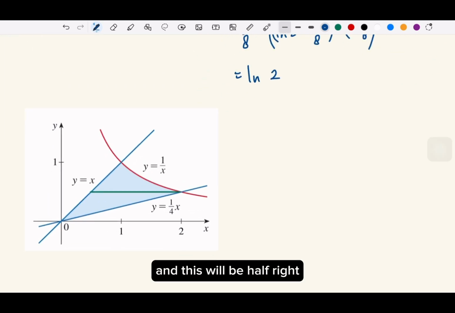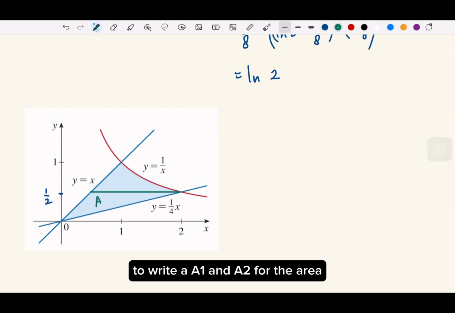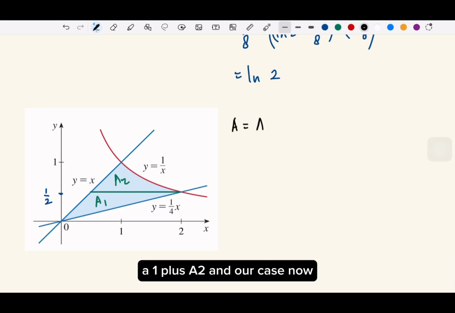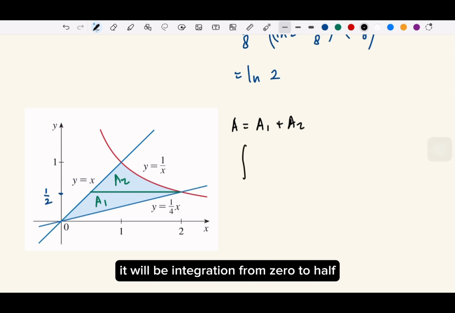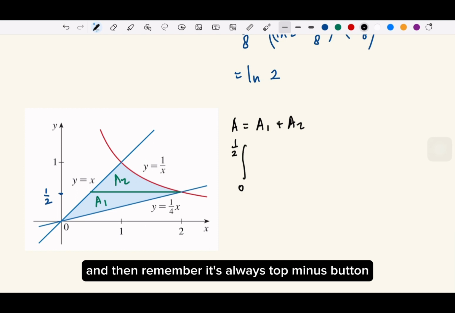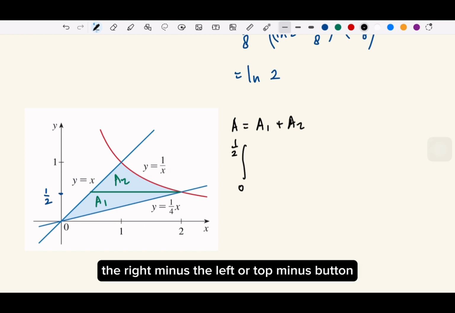And this will be half, right? So if we would like to write A1 and A2 for the area, so we write A1 plus A2, and in our case now, it will be integration from 0 to half. And then, remember, it's always top minus bottom, but if we are getting this dy, you need to rotate a little bit, so this will be your top minus this one, okay? The right minus the left, or top minus bottom.